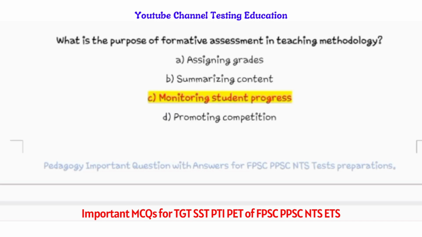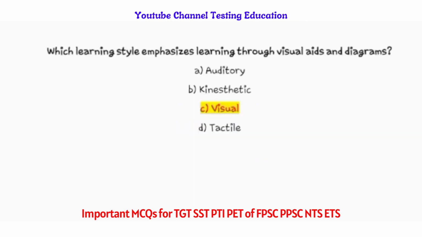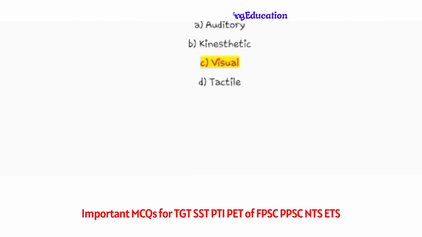Answer is monitoring student progress. Which teaching strategy involves students teaching the materials to their peers? And the answer is flipped classroom. Which learning style emphasizes learning through visual aids and diagrams? And the answer is visual.